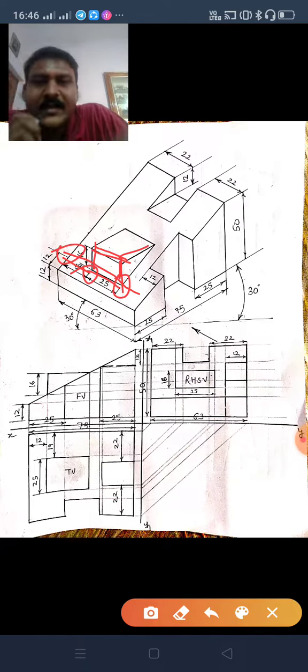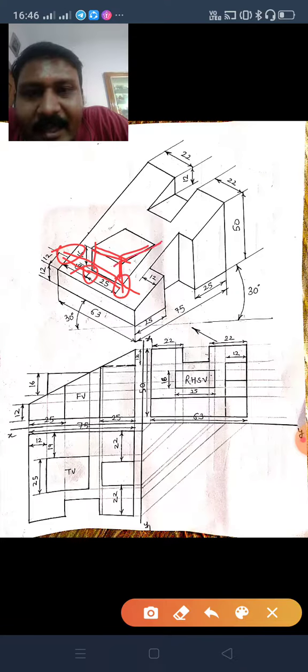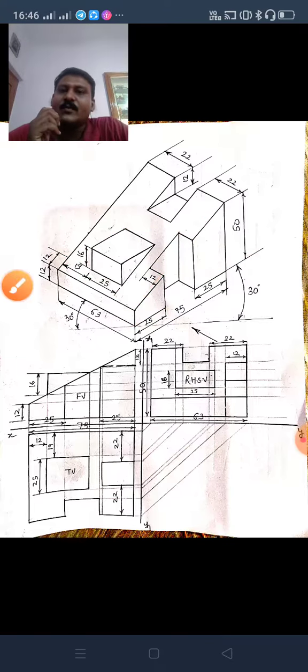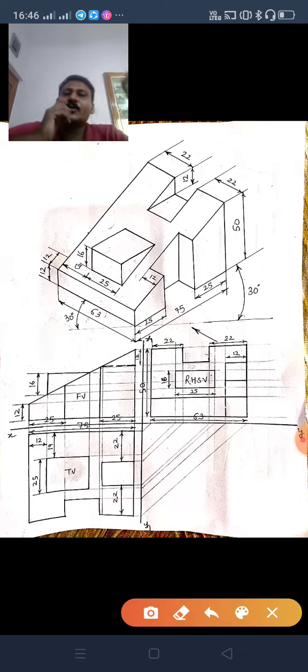So again, very simple, you just project this line parallel to this line, and parallel to this line project this line. Both will intersect, you will get this point. Now parallel to this line, draw this line and draw this line. So this box will be completed. Now I think I am clear how to draw this diagram.